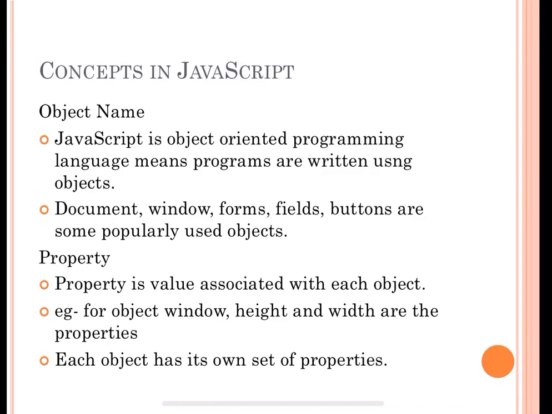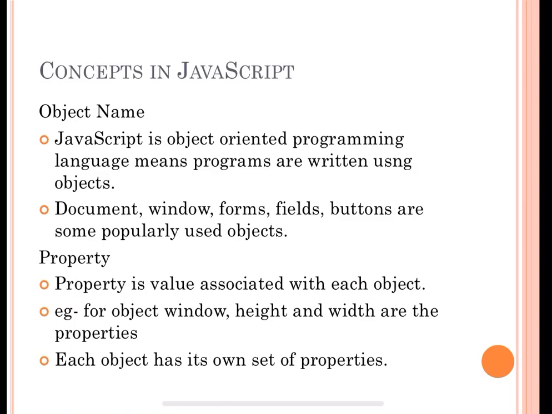Next slide is concepts in JavaScript. So here we'll now start with different concepts of JavaScript. Okay, so the first one is object name. Now what can be objects in JavaScript? There can be various objects. An object can be anything, like a document, a window, a form, a field, or a button. Anything like that can be an object.